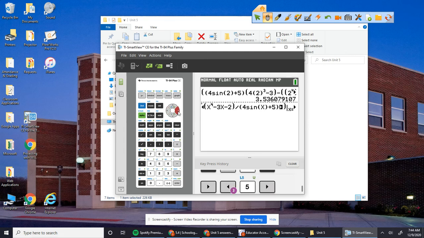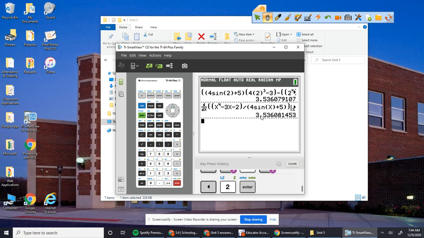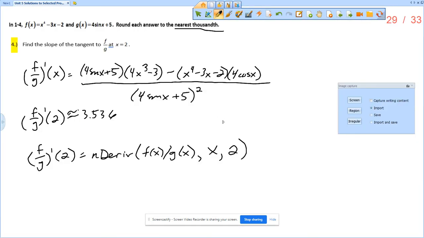Then we want to calculate that at x equals 2. Notice I get the same value to 3 decimals. It does differ slightly because of the algorithm it uses, but it is an acceptable way to calculate that derivative, so 3.536. So we get the same value.